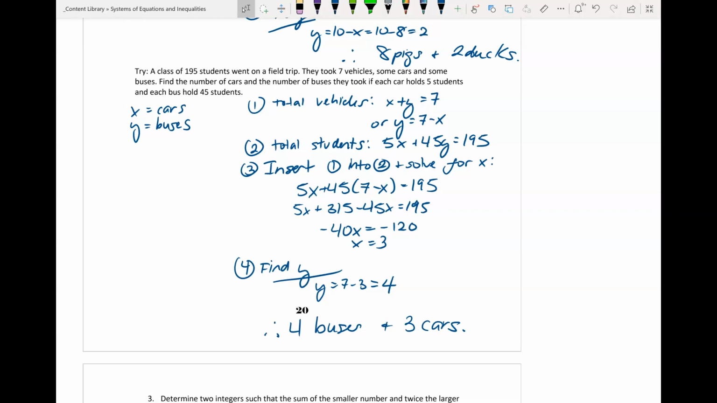We also know that each car holds 5 students and each bus holds 45 students. So for 5x, that comes from 5 people per car. And we don't know how many cars there are right now, so I left that as x. Then the 45 students can fit into a bus, and we don't know how many buses there are, which is where the 45y comes from. In total, this should have 195 students in a vehicle. Then I rearranged the first equation and put into the second equation, solved for it, and in the end I got 4 buses and 3 cars.